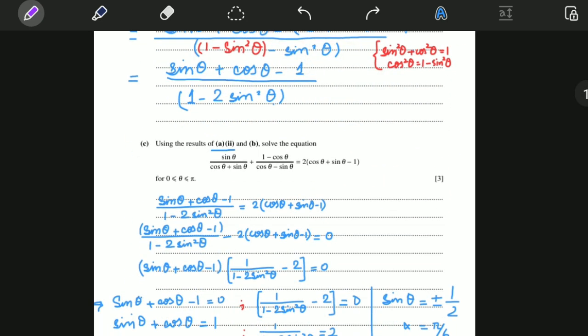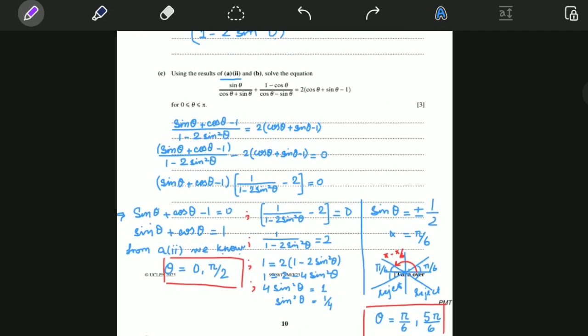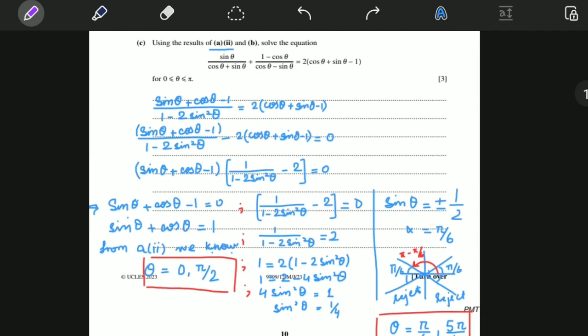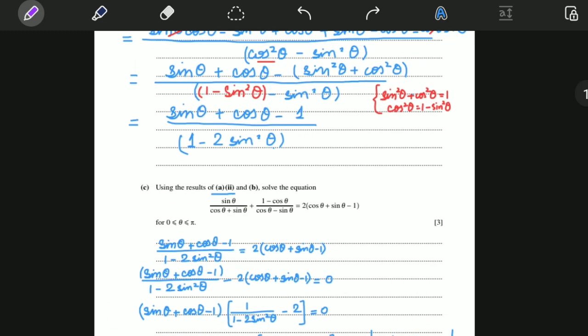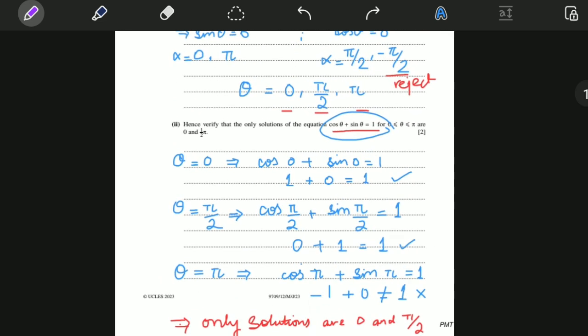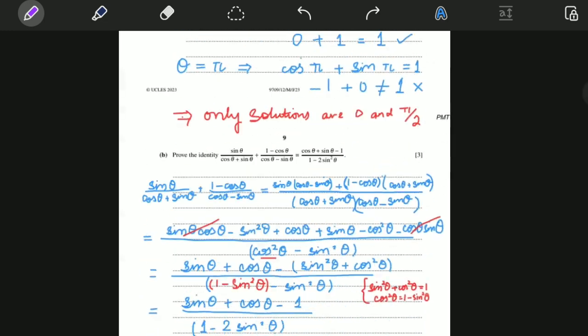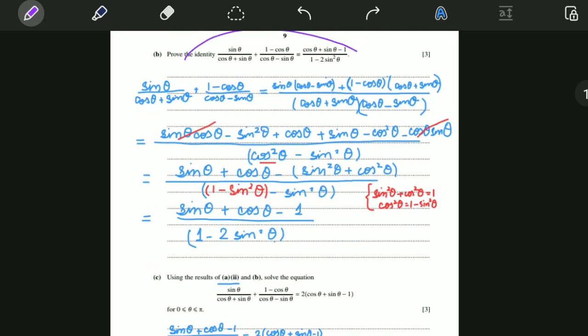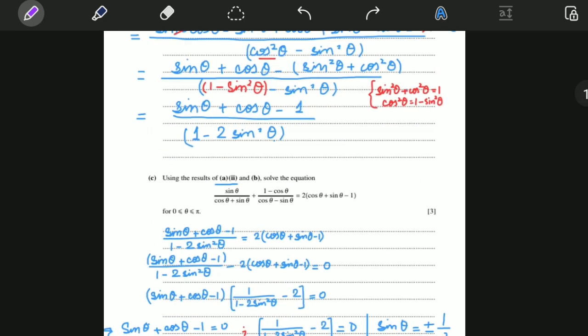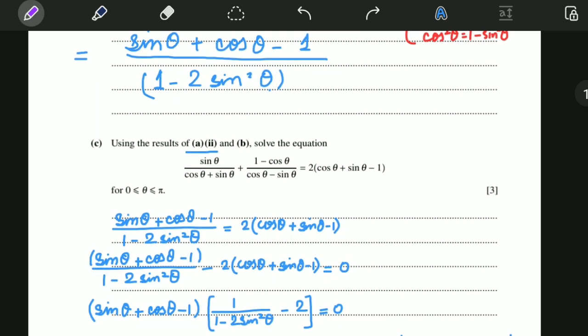Now part C of this question. Using the results of A part 2 and B. Okay, A part 2, let's see what was A part 2. This, that the only solutions are 0 and pi by 2. This is A part 2. And part B, that is the identity. We have to solve the equation. This side is equal to this, as it is clear from part B because we proved the identity.